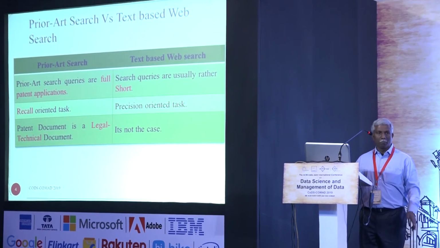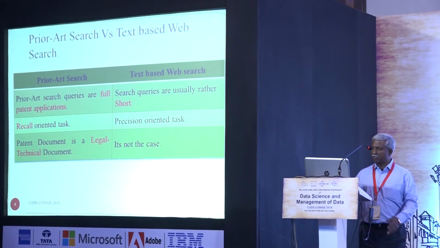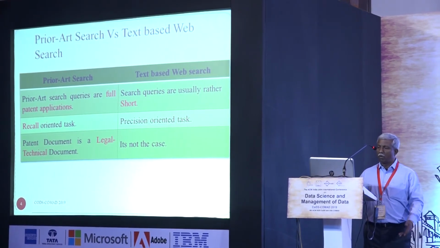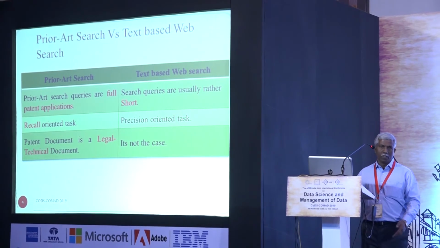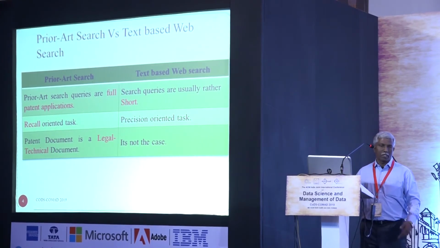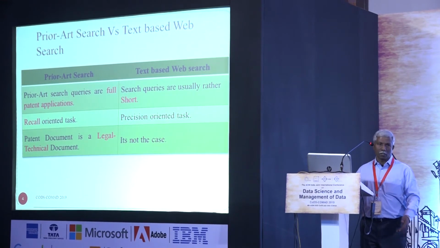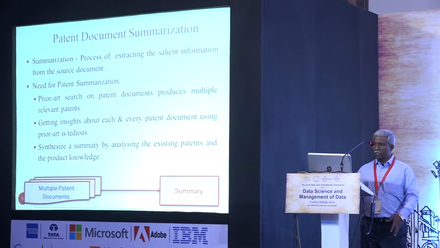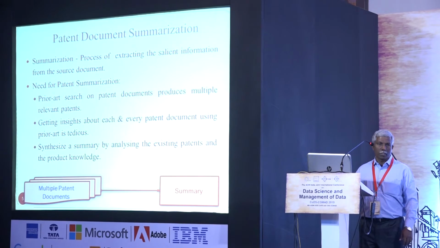The basic comparison is between prior art search and text-based web search. It is more recall oriented, so we would like to have the closest documents related to our novel document. That is what recall oriented means. And obviously it has to be a legal technical document, which is another important thing in patent prior art search. In this work, we try to get multiple patent documents related to the novel document that you submit, and we try to come up with a summary of all of that as far as possible.